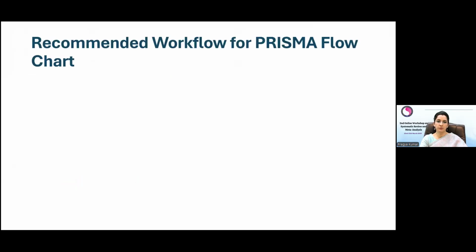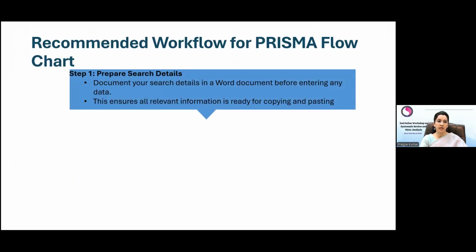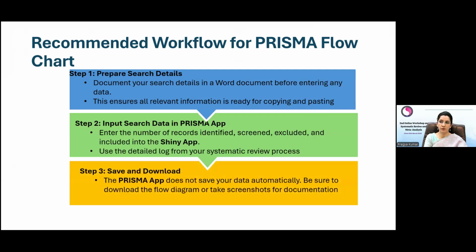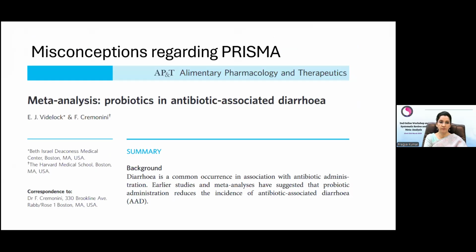And then coming to this, the way I have shown, you should have got everything prepared with you: the number in Embase, the number gotten from PubMed or from Web of Science, from the registry, from the grey literature. These numbers you should have at one place. Then only you sit and do it over the PRISMA. You have to input the search data in the Shiny app, and then you have to save and download the file.